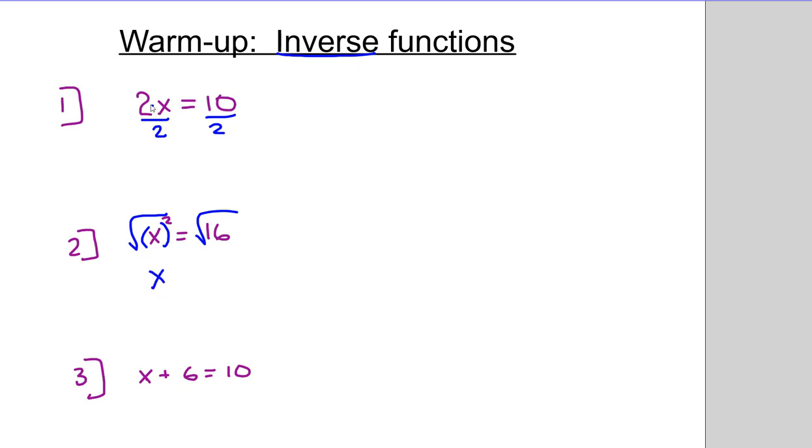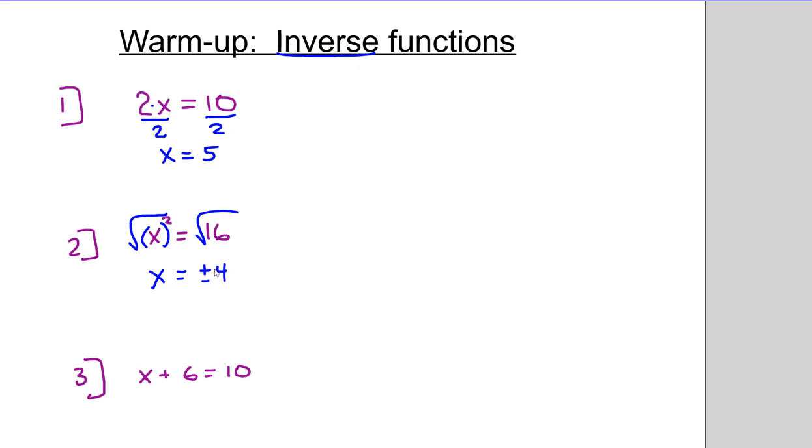Okay, over here, back to problem 1. When I have something being multiplied by x and then I divide by that same number, what's left? Just x. See, the idea is to get x by itself. So to undo whatever operation is being done, I do what's called the inverse operation. So the inverse of squaring is square rooting. And that's why I get an x here. And of course, I get a 4 here. Of course, remember, it's plus or minus 4.